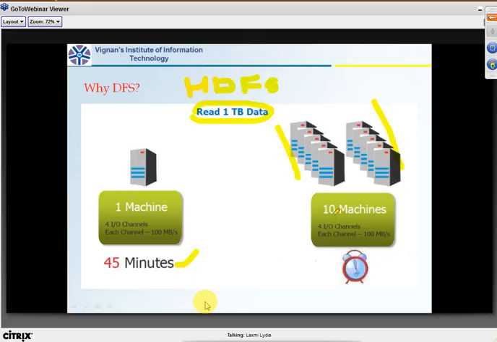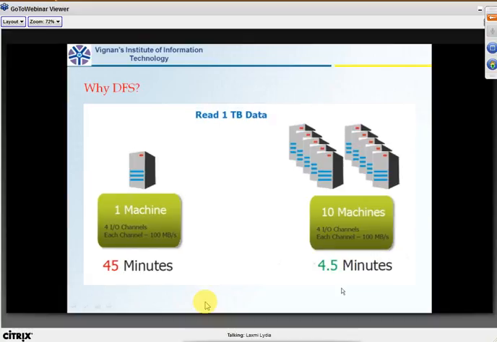So we have, for example, 10 machines with the same 4 I/O channels, 4 input output channels, here also with 100 Mbps speed. To process 1 terabyte of data with the distributed file system architecture, it takes 4.5 minutes. Whereas to process this 1 terabyte of data on one machine with 4 I/O channels, it takes 45 minutes. And the distributed file system, the Hadoop Distributed File System, takes 4.5 minutes.